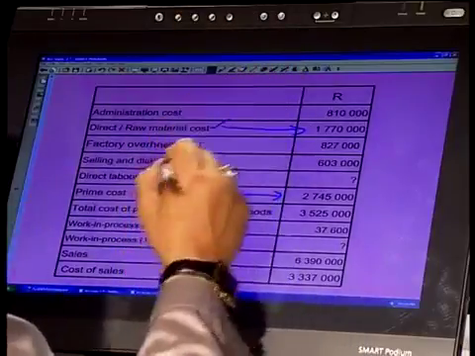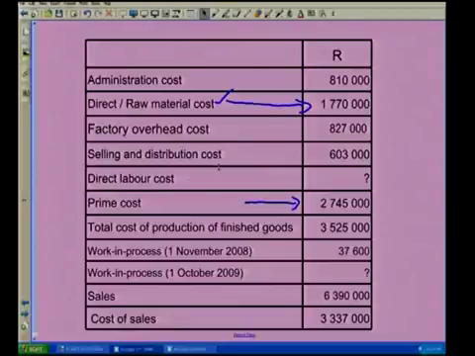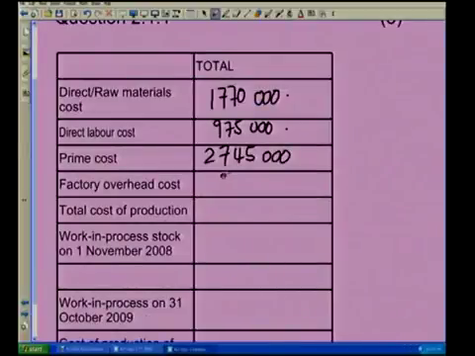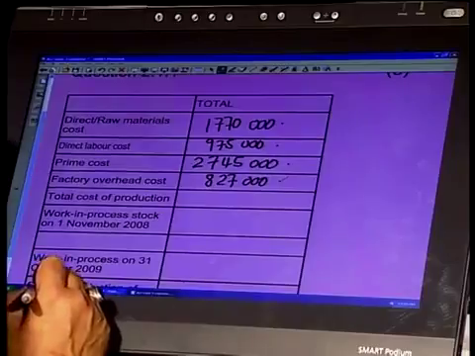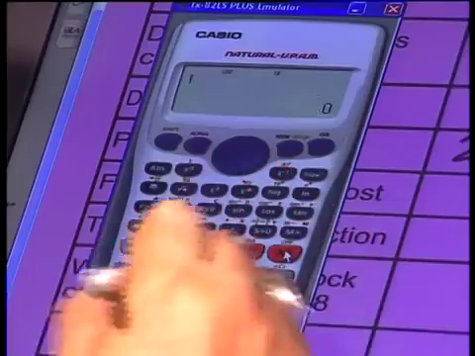Okay, now what happens? Next one, factory overheads. Let's go and see, do we have that? So as you work on your question paper, make a note. I've dealt with that already. I've dealt with my direct labor. I've dealt with my prime cost. What am I working with now? My factory overheads cost, which is 827,000. So factory overhead cost 827,000. Got that?